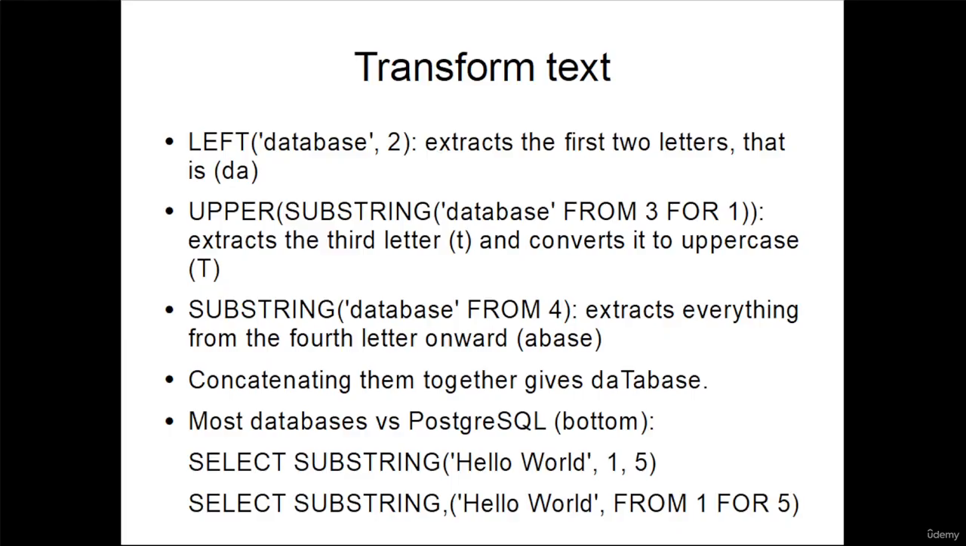Select substring('hello world' from 1 for 5), this is Postgres specific, the query returns hello. Most other databases use select substring('hello world', 1, 5). This query also returns hello, for instance in MySQL.